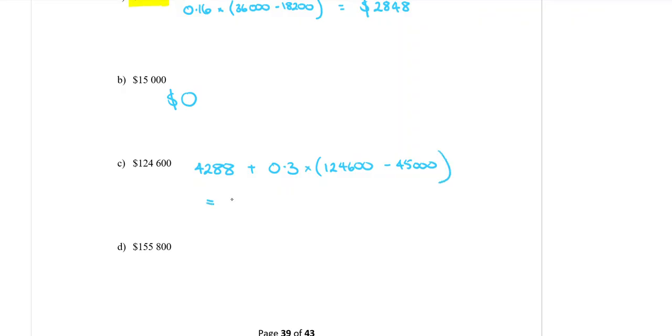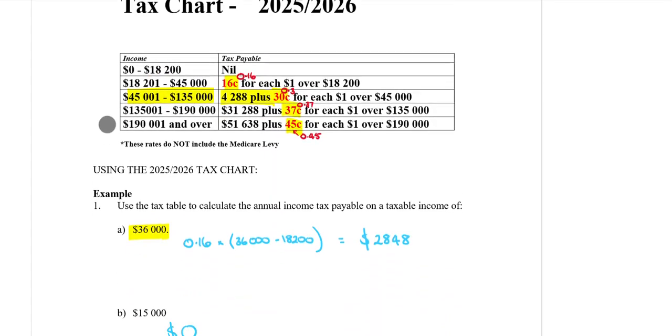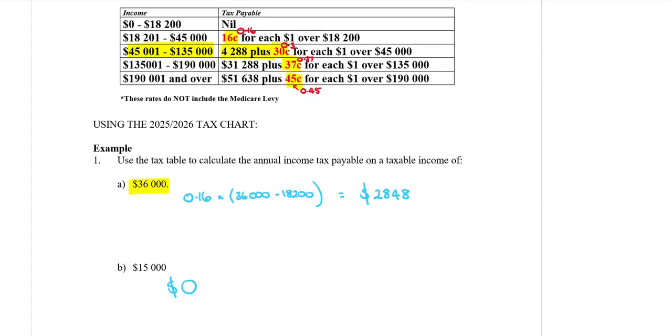So that makes $28,168 in tax. So it's good to have a tax table next to you when you're doing them, so you don't have to keep scrolling around and finding that tax table all the time. So let's have a look at the next one.